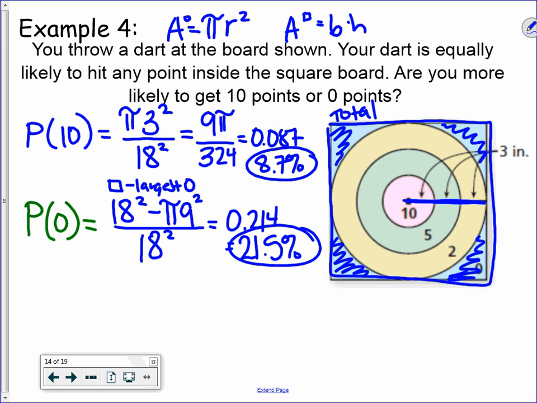So the probability of getting 0 points is 21.5%, and the probability of getting in that 10-point range is 8.7%, which makes sense. Getting the higher points should be harder to get. So let's answer this question: are you more likely to get 10 points or 0 points? More likely to get 0 points.